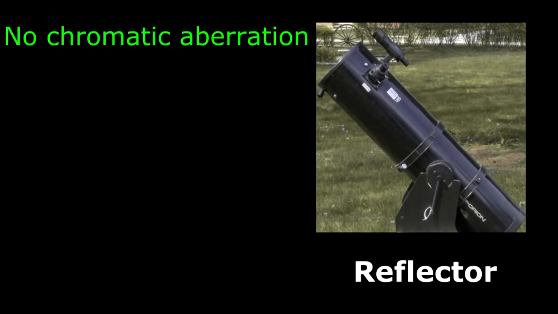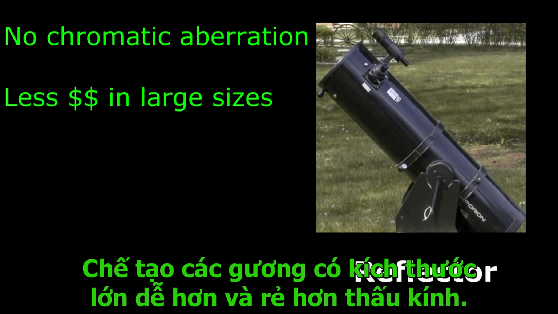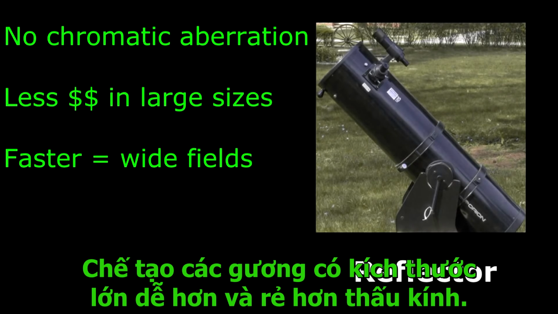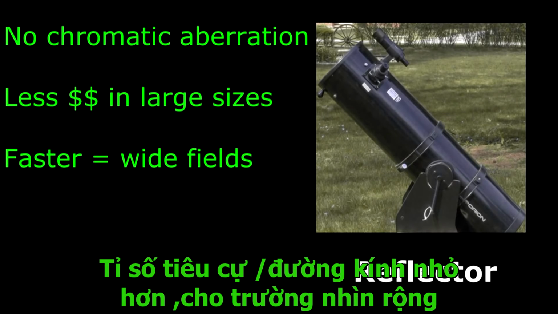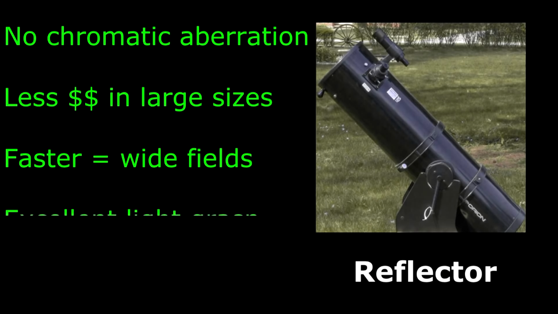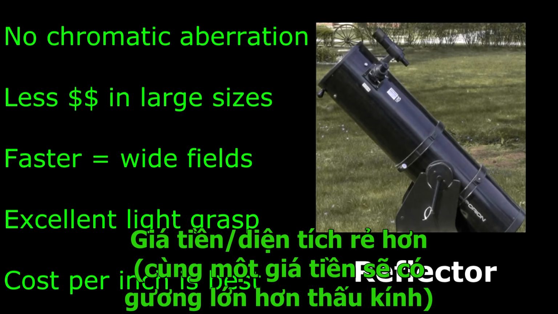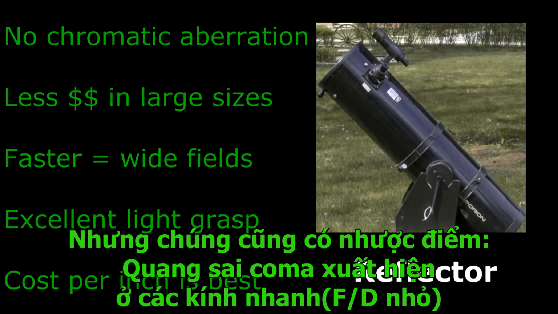No chromatic aberration, easier and less expensive to make in larger apertures. Faster focal ratio systems provide wide fields of view. Light grasp in larger models is excellent, and the cost per inch of aperture is best. But they also have their drawbacks.